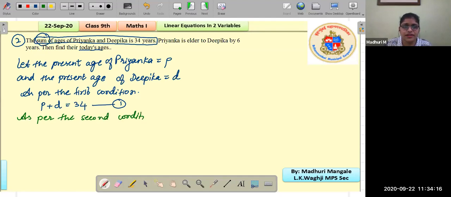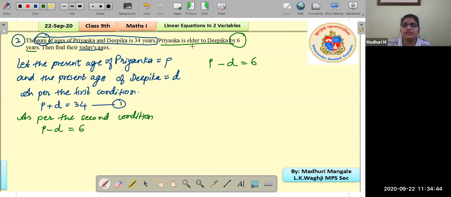Students, what is the second condition? Priyanka is elder to Deepika by 6 years. That means Priyanka is elder and Deepika is younger. So whenever we subtract a greater minus smaller, the difference would be, as they have given, Priyanka is elder to Deepika by 6 years. That means the difference of their ages is given. So we are given that P minus D is equal to 6.